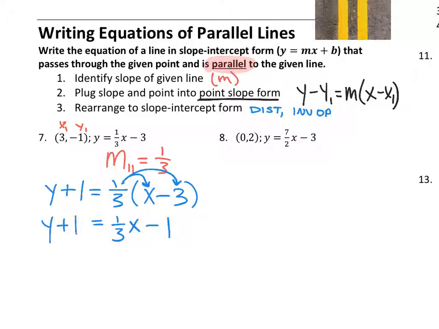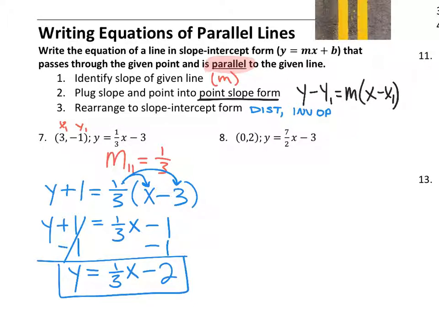Okay. The last step is to use inverse operations. What kind of inverse operation am I going to use here? I want the y by itself, so what do I have to do? There's no distribution. Subtract. Okay, I already did the distribution, so I will subtract the 1 from both sides because that'll get rid of the 1 on the left side. All that I have left then is y equal to 1/3 x, and then -1 minus 1, which is -2.